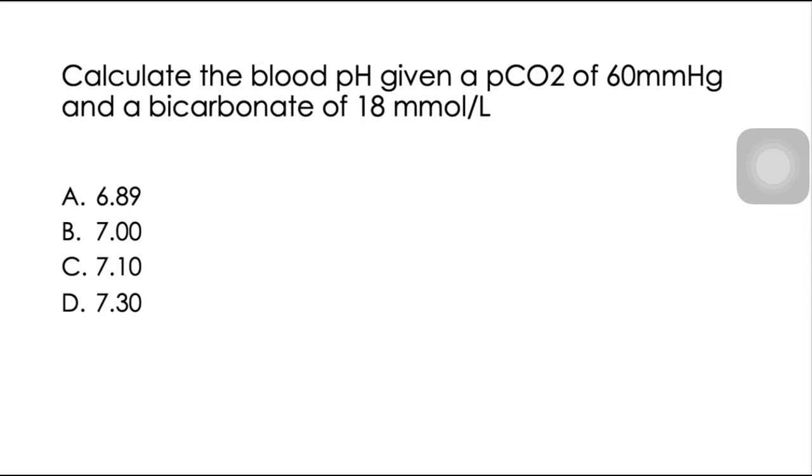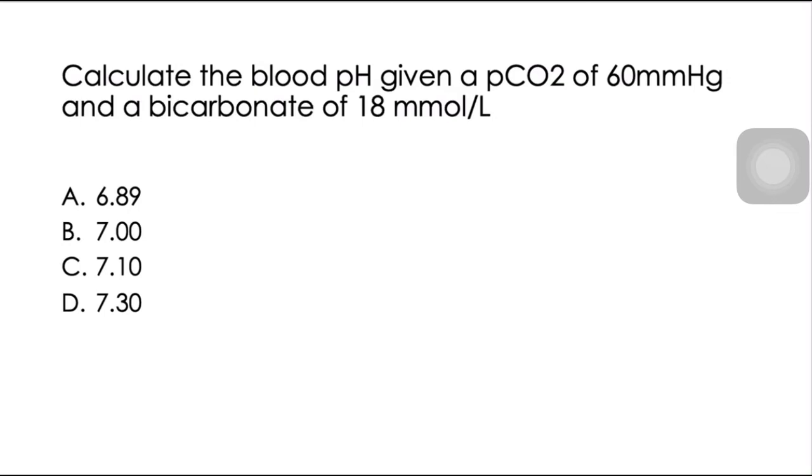Let's compute again. Calculate the blood pH given a PCO2 of 60 mm mercury and a bicarbonate of 18 millimoles per liter. Okay, so I'll go along with you. pH is equal to the pKa, which is 6.1, right? Plus the log, numerator is bicarbonate, which is given as 18, over carbonic acid. Carbonic acid can be computed by multiplying PCO2 times 0.03.